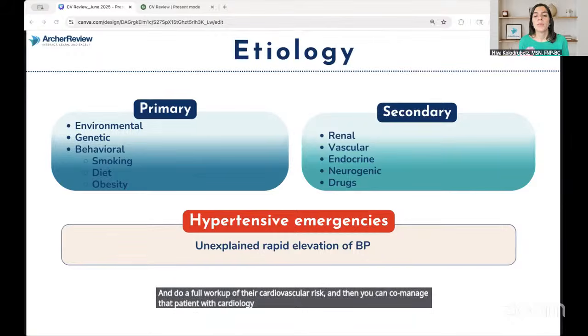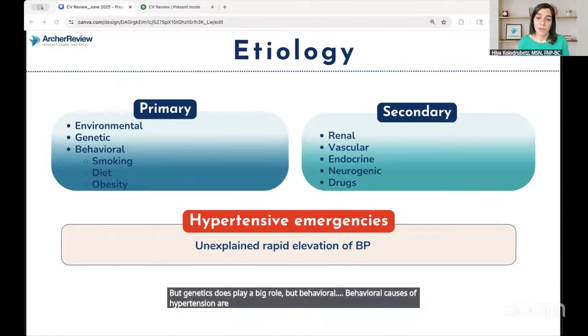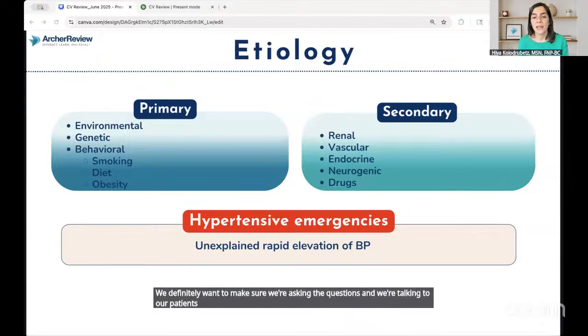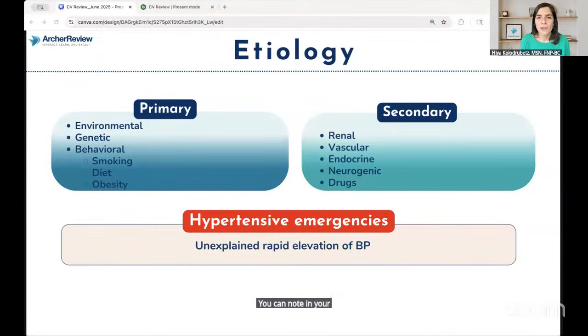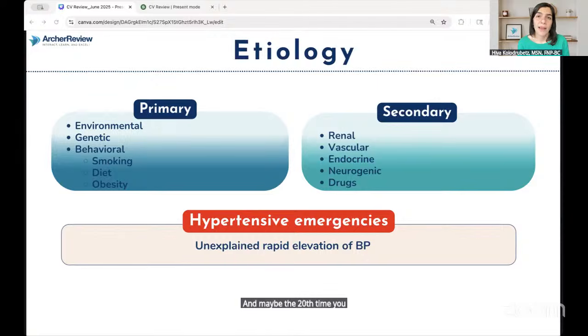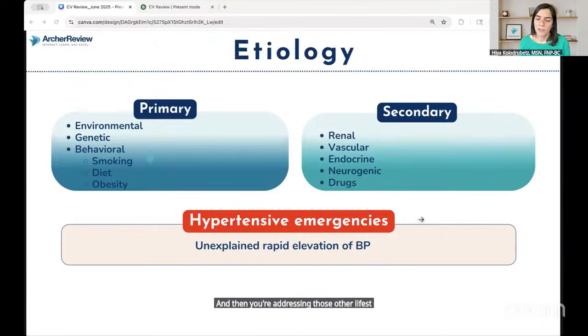Very important. But genetics does play a big role, but behavioral causes of hypertension are huge too. Smoking, we all know smoking is a huge cardiovascular risk. We definitely want to make sure we're asking the questions and we're talking to our patients at every visit. You can note in your visit note that the patient's not ready to quit, but you have talked to them about it. And maybe the 20th time you ask them, they're like, you know what, I really should be doing something about this. But you want to make sure you're asking at every visit, and then you're addressing those other lifestyle modifications as well.